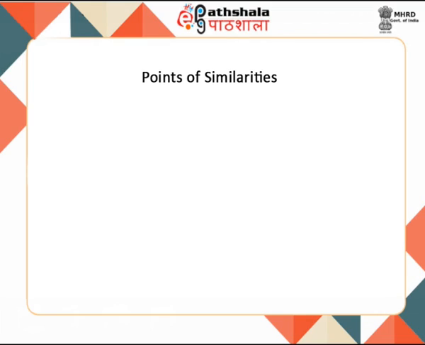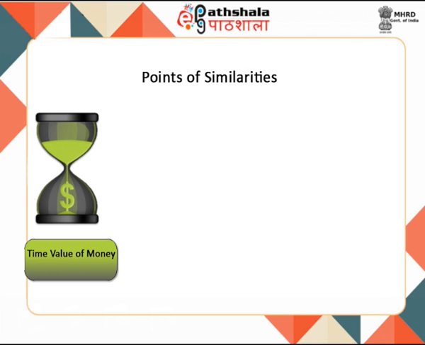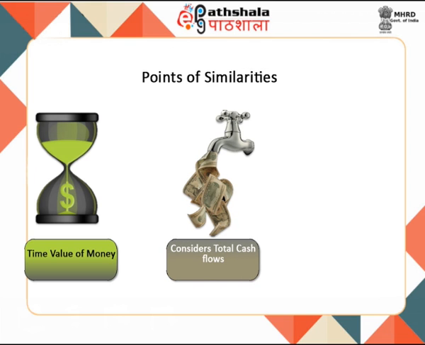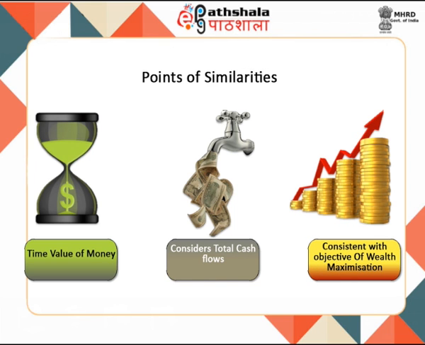The points of similarity between the two methods are, first, time value of money. Both methods recognize the time value of money, that is, a rupee earned today is always preferred over a rupee earned tomorrow. Second, they consider total cash flows. Both methods take into account all the cash flows over the entire proposal life to give results and thus give a true measure of profitability. Third, they are consistent with the objective of wealth maximization. The objective of financial management is to maximize the economic well being of the owners, that is, shareholders' wealth maximization. Both NPV and IRR result in maximization of the shareholders' wealth.